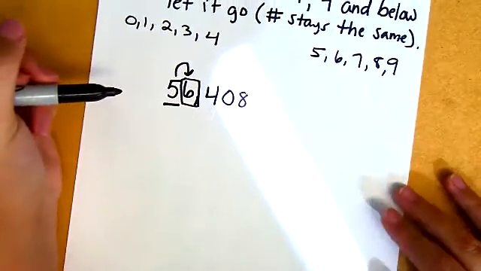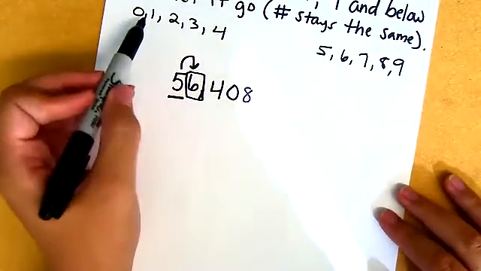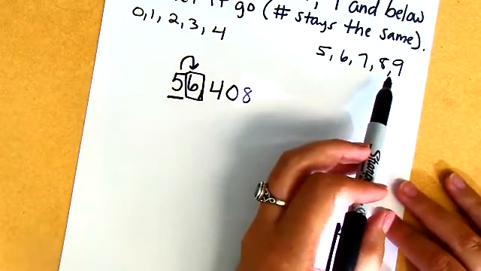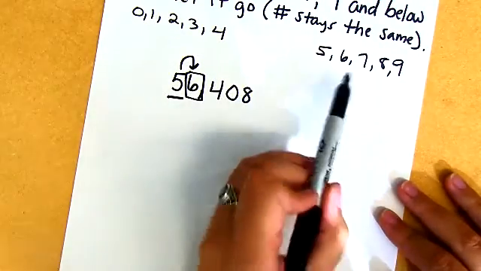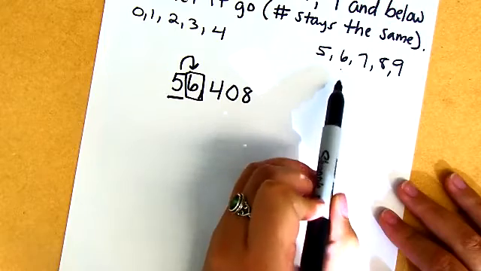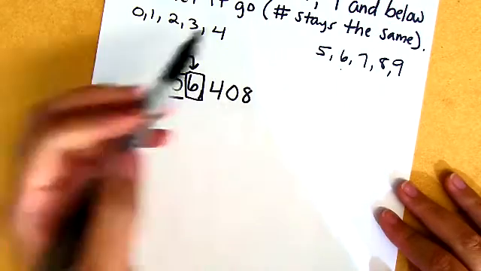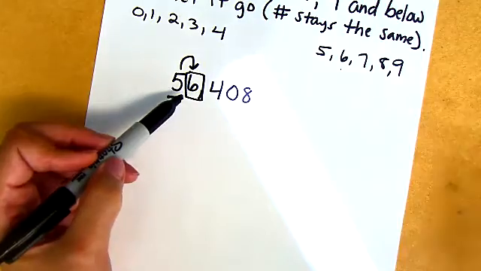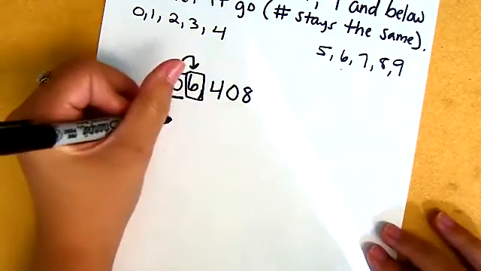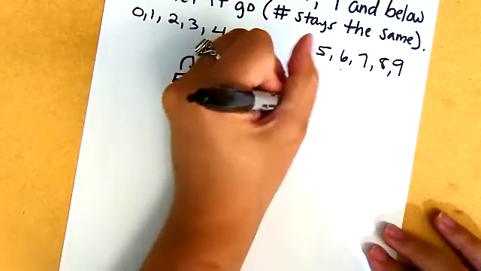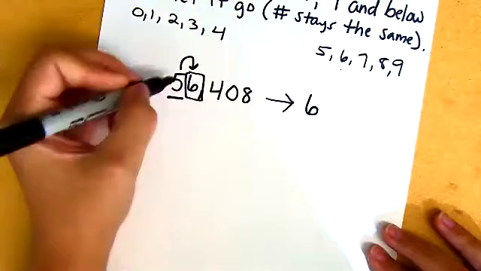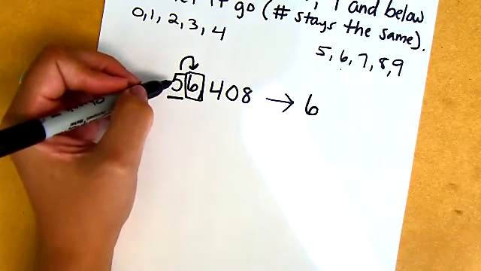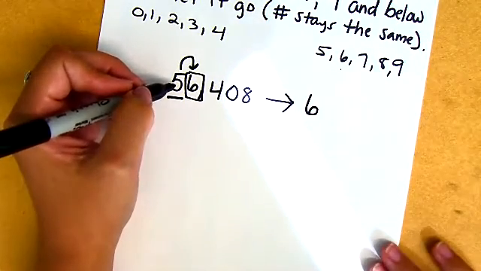So follow the rule. Is 6 4 and below, or is 6 5 and above? Where do you see 6? I spot 6 on this side right here, so that means it's 5 and above. So 6 is going to tell 5 to bump up to a 6. It's the very next digit that comes after that. What comes after 5? 6. So it's going to bump up to a 6.